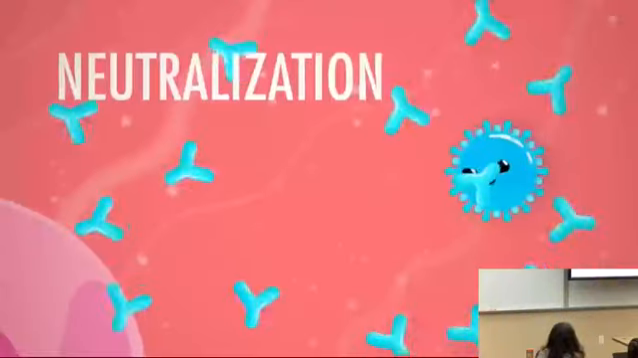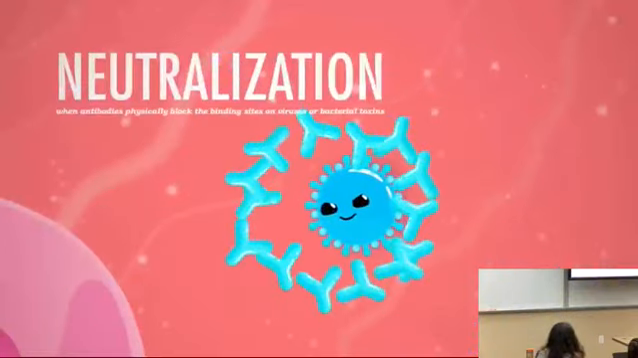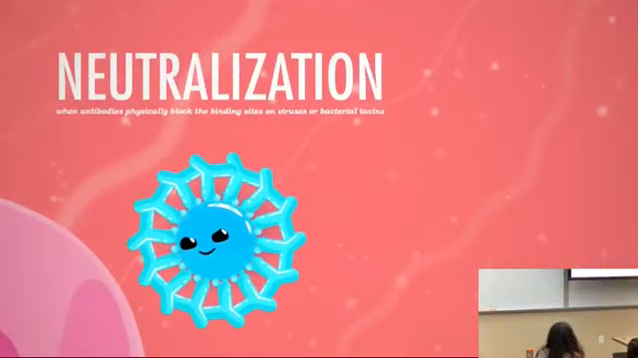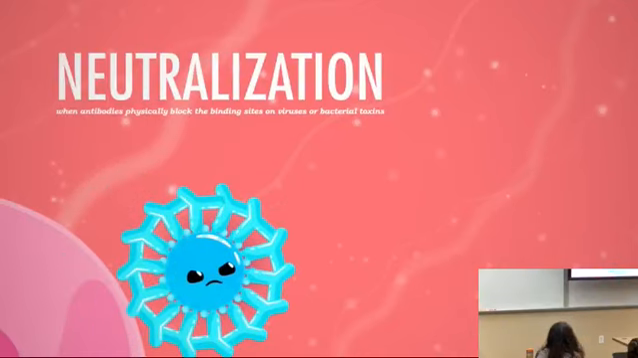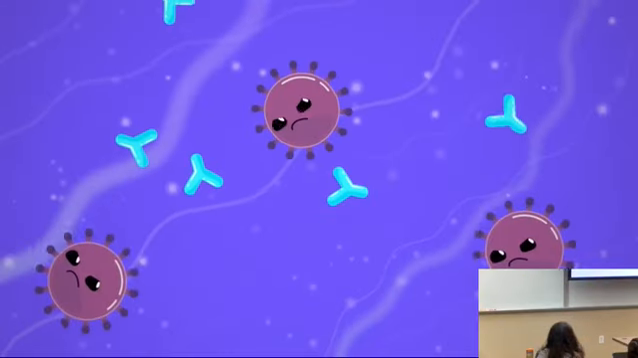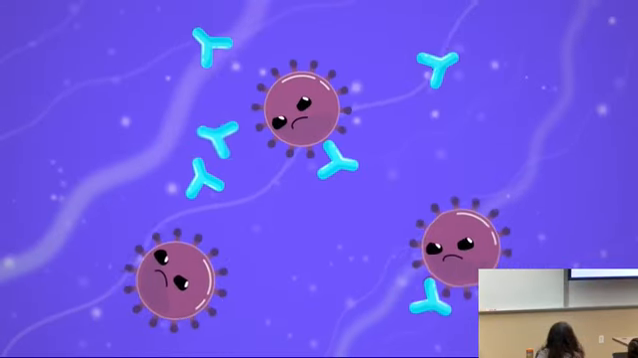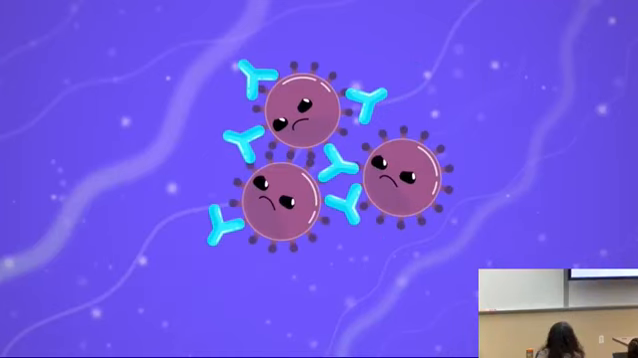Now, antibodies can't really do the killing themselves, but they do have a few moves that could make it hard for intruders to take hold. One of their most effective and common strategies is neutralization, where antibodies physically block the binding sites on viruses or bacterial toxins so they can't hook up to your tissues. And because antibodies have more than one binding site, they can bind to multiple antigens at the same time in a process called agglutination. The resulting clumps can't get around easily, which makes it easier for macrophages to come and gobble them up.